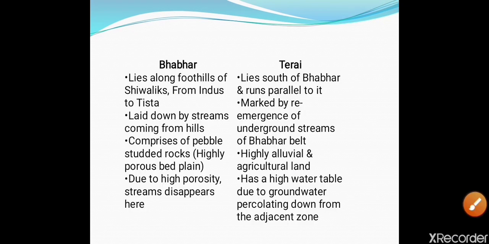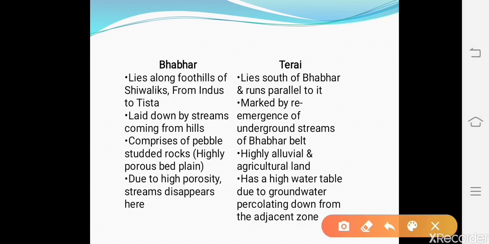So we'll see here the difference between Bhabar and Terai. Terai lies at the foot of the Shivalik, as I told earlier. It lies south of the Bhabar. Next to the Bhabar, the Terai region lies, laid down by the streams coming from the hills. So this is the re-emergence of the stream. Here the streams which had disappeared in the Bhabar area start appearing again. The Bhabar comprises pebble studded rocks, as we have already discussed.